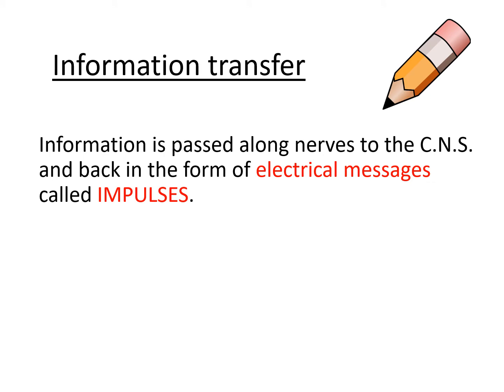So the information is passed along nerves to the central nervous system, remember, which is your spine and your brain, and then back in the form of electrical messages called impulses. So you need to know that for nerves and the nervous system, your messages are passed on in electrical messages called impulses. So you need to make a note of this.